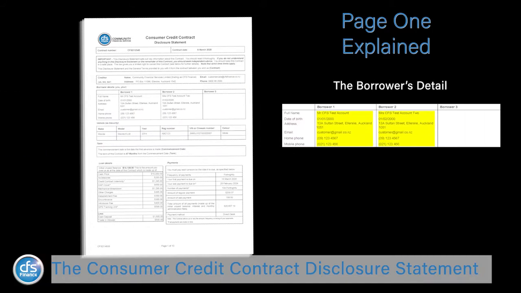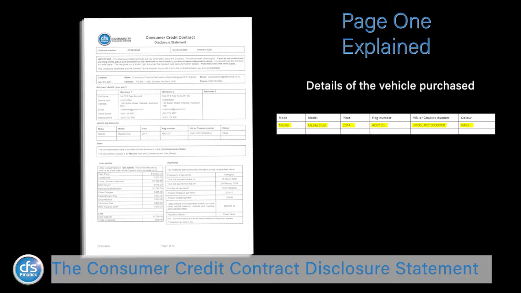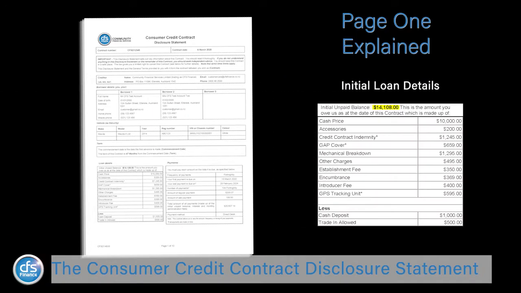The borrower details. Listed here, you will find all the people who are responsible for repaying the loan under this contract. Security details. These are the details of the vehicle you have purchased and that is used to secure the loan under this contract. The loan details. These are unique to each contract and are the same amounts listed on your vehicle and office sale agreement. The initial unpaid balance or amount financed is listed at the top of the box.